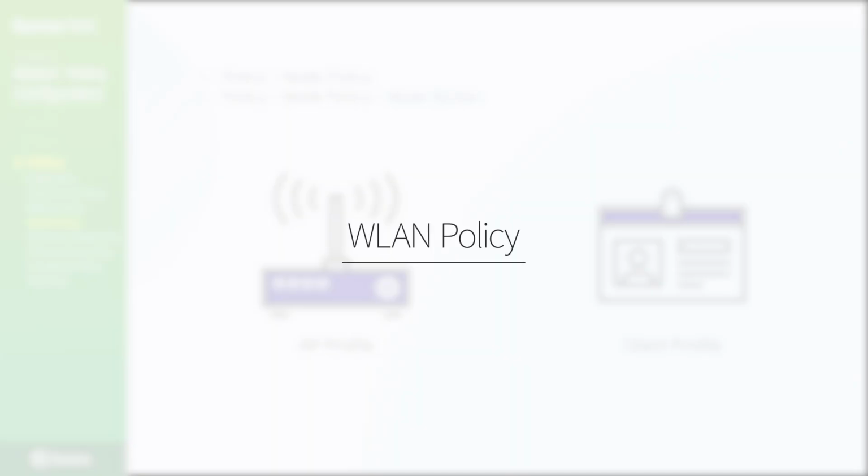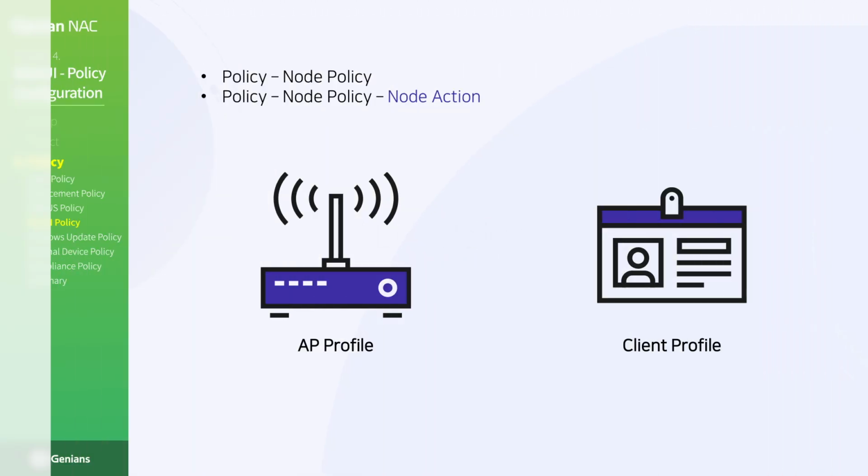The fourth policy to be explained is the Wireless LAN policy. The Wireless LAN policy consists of two components that can be configured within a single policy. AP profile and client profile can be configured.